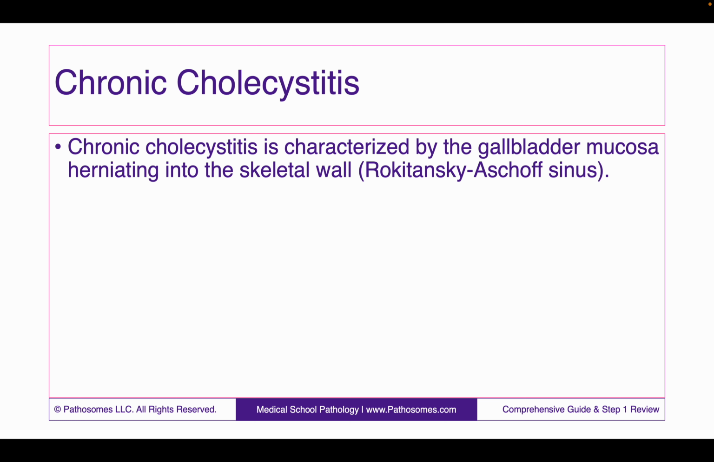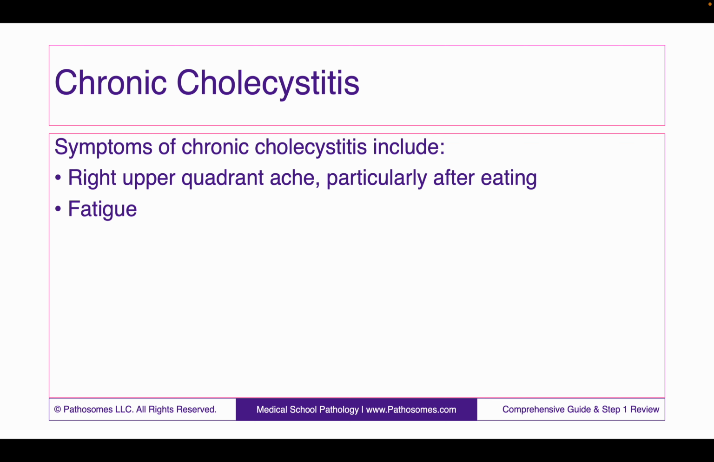Chronic cholecystitis is characterized by the gallbladder mucosa herniating into the muscular wall, i.e., Rokitansky-Aschoff sinus, which for all intents and purposes are diverticula of the gallbladder wall, which may be microscopic or macroscopic. Symptoms of chronic cholecystitis include right upper quadrant aches and pains, especially after eating, and fatigue.